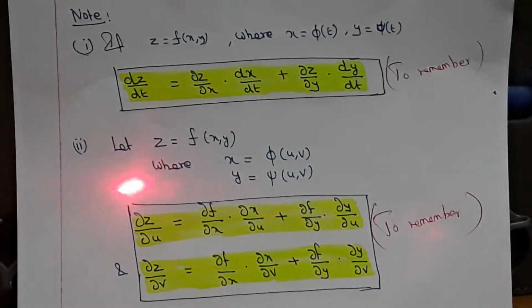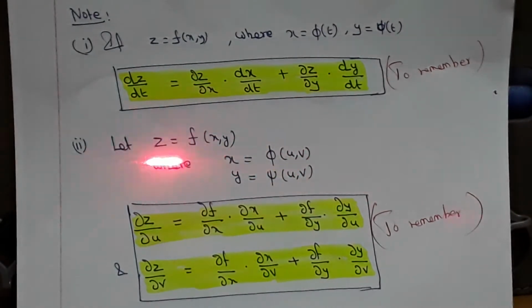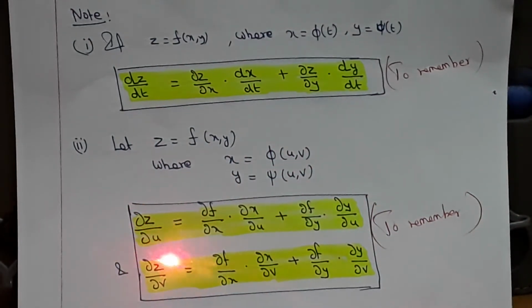Next, if z is a function of x and y, where x is a function of u and v and y is also a function of u and v, finally z is a function of two variables u and v. So here we can find the partial derivatives: ∂z/∂u, with respect to the first variable, is equal to ∂f/∂x into ∂x/∂u plus ∂f/∂y into ∂y/∂u. Similarly, we can find ∂z/∂v is equal to ∂f/∂x into ∂x/∂v plus ∂f/∂y into ∂y/∂v.